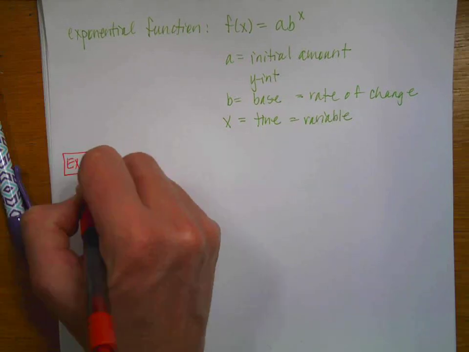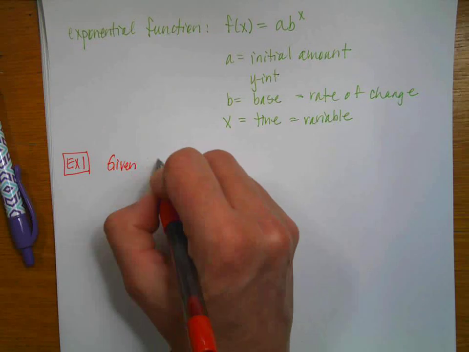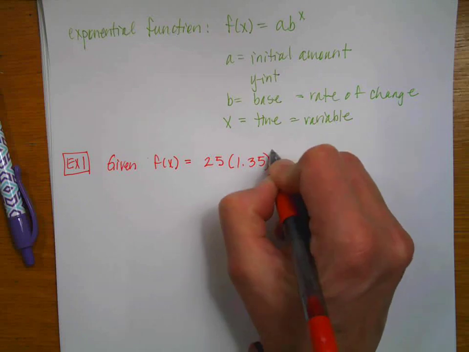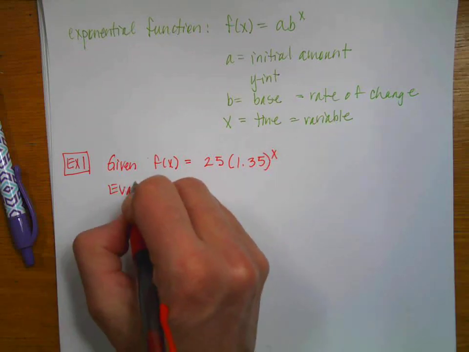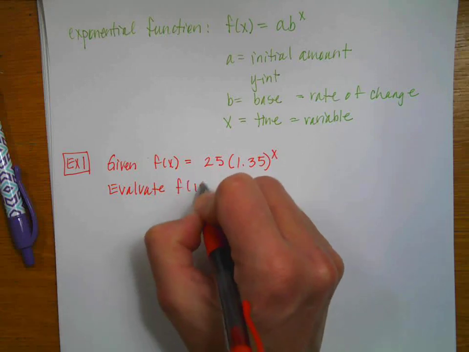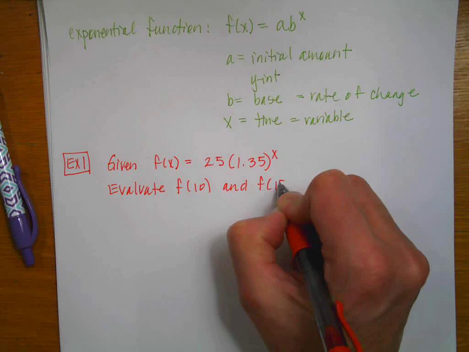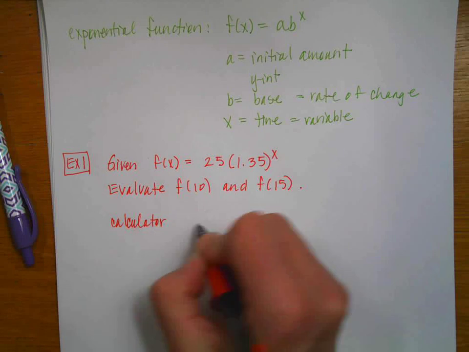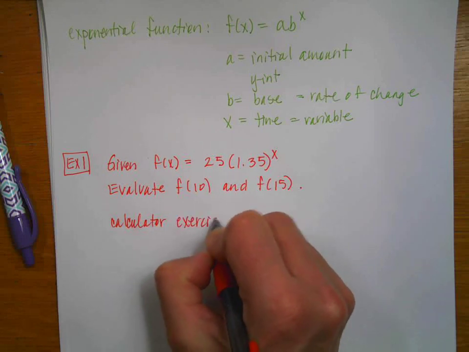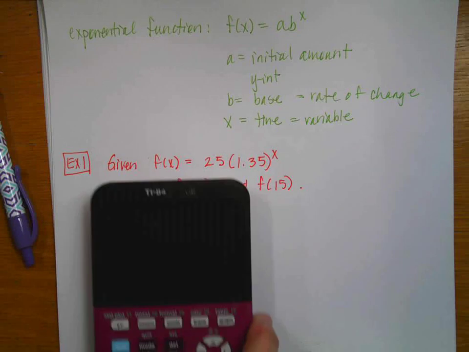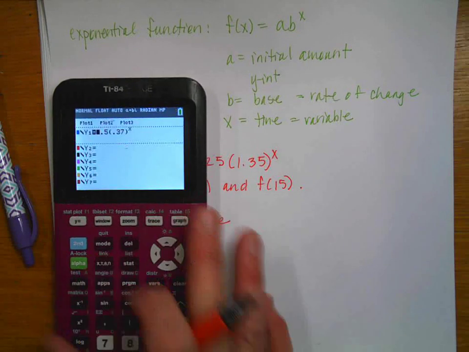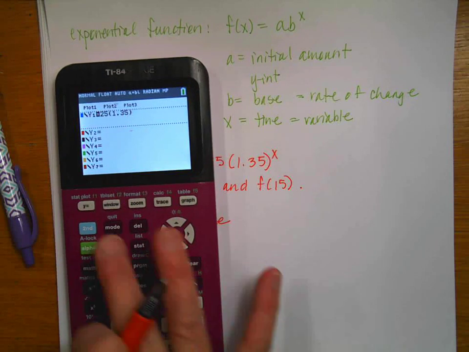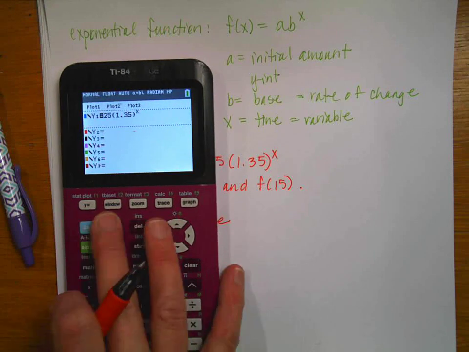So example number 1, we're going to be given that f of x is going to equal 25 times 1.35 raised to the x, and I want to evaluate f of 10 and f of 15. So this is a calculator exercise because these numbers are weird enough that you can't do them by hand. So I'm going to bring in my handy-dandy calculator, and I'm going to enter our equation. So we had 25 times 1.35 raised to the x, and then I'm going to quit.